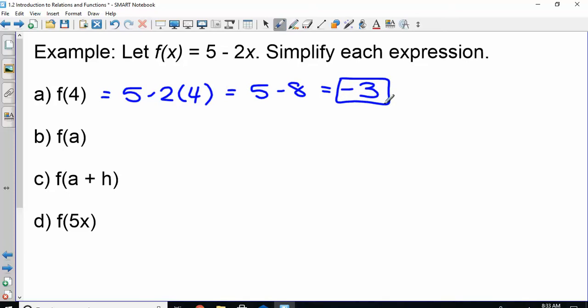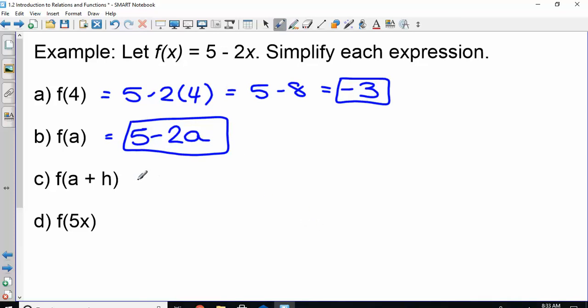F of A just says x is going to get changed to an A. So that's 5 minus 2A. You can't do anything with that, so that's our answer.